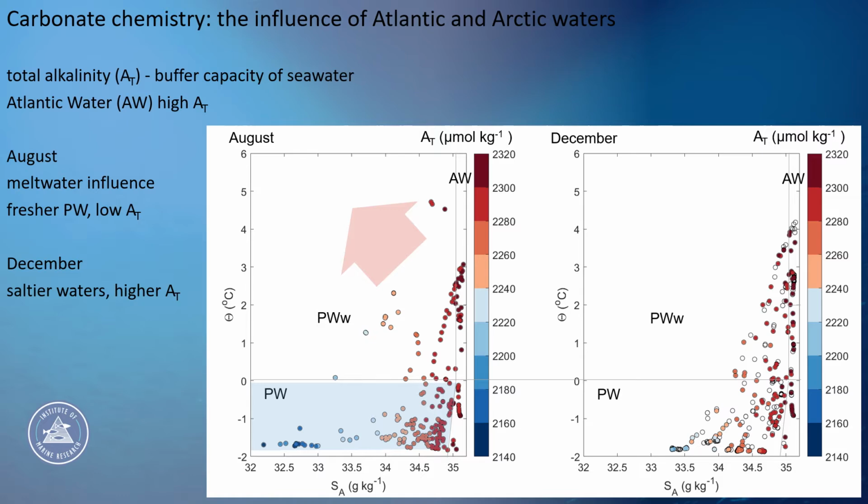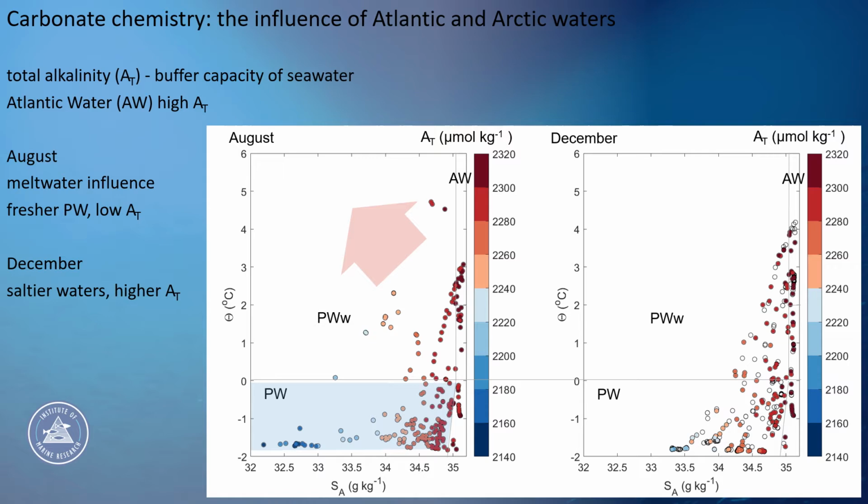Similarly to the dissolved inorganic carbon, the presence of different water masses strongly influences the total alkalinity of seawater, otherwise known as the buffer capacity. These panels show the temperature and salinity space with respect to alkalinity for August on the left and December on the right.